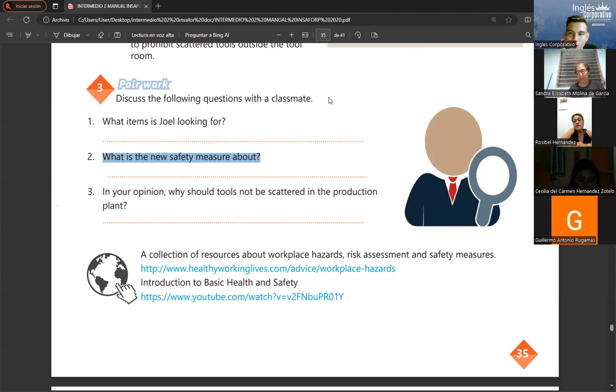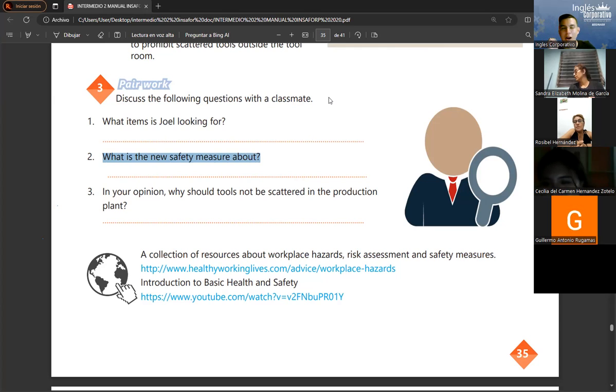Excellent. Very good. Another safety measure that you have. Miss Cecilia, do you have safety measure in your job? Medidas de seguridad? Extintor. Ah, okay. For the fire, right? Okay, thank you. Let me see.